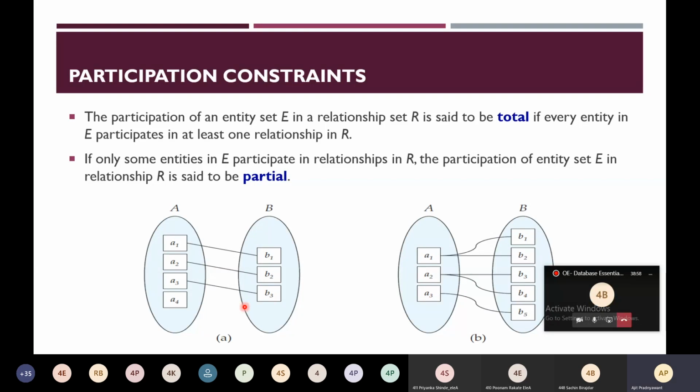As the name suggests, you can understand what is meant by participation constraint. There are two types. One is total participation. Next one is called partial participation. If all the elements are participating, then it is total participation. If few are not participating, then it is a partial participation.